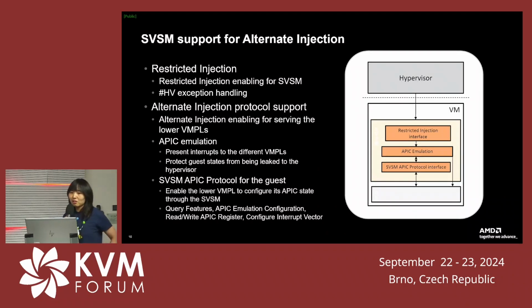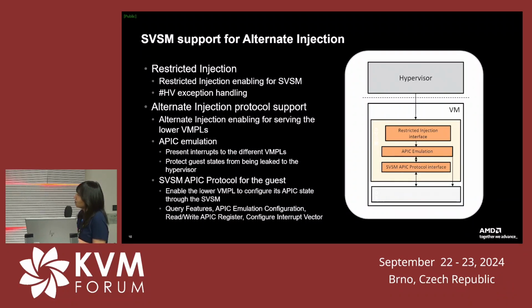Now, let's take a look at what needs to be done for the SVSM itself. So the hypervisor, as we talked, needs to use restricted injection to inject the interrupt into the SVSM. So the SVSM first needs to enable restricted injection. Also, it has to be able to handle the #HV exception.